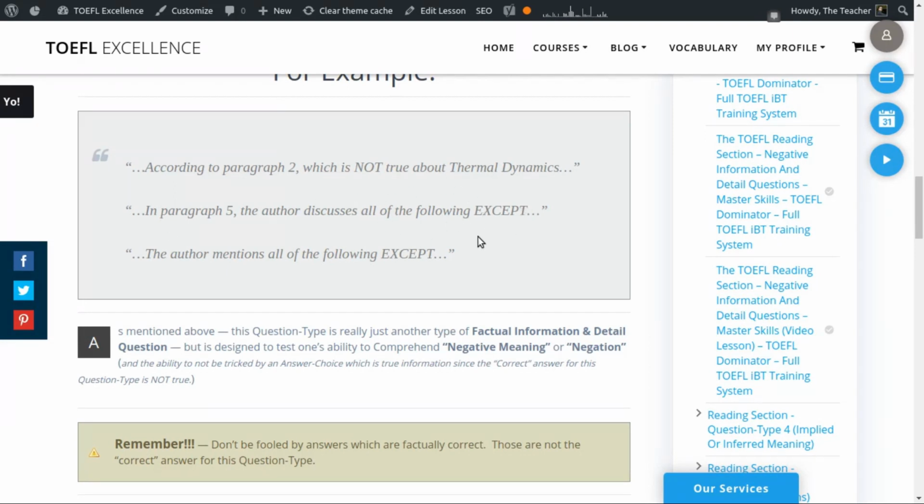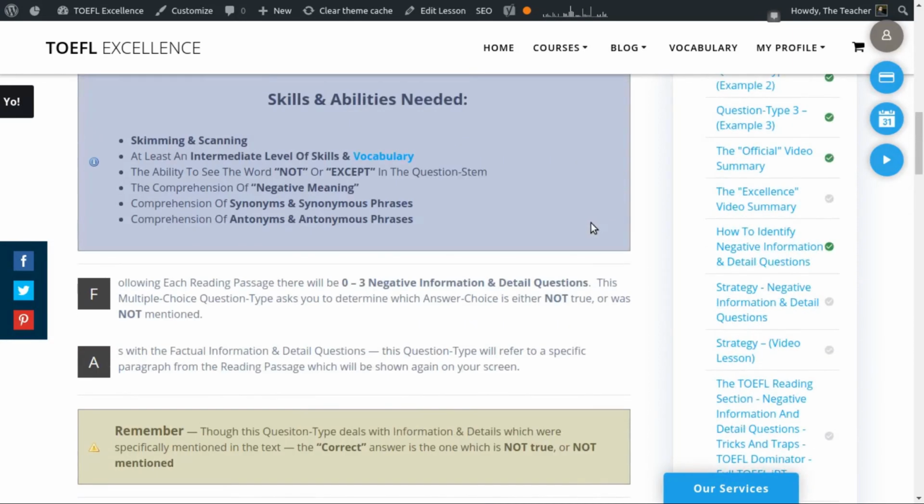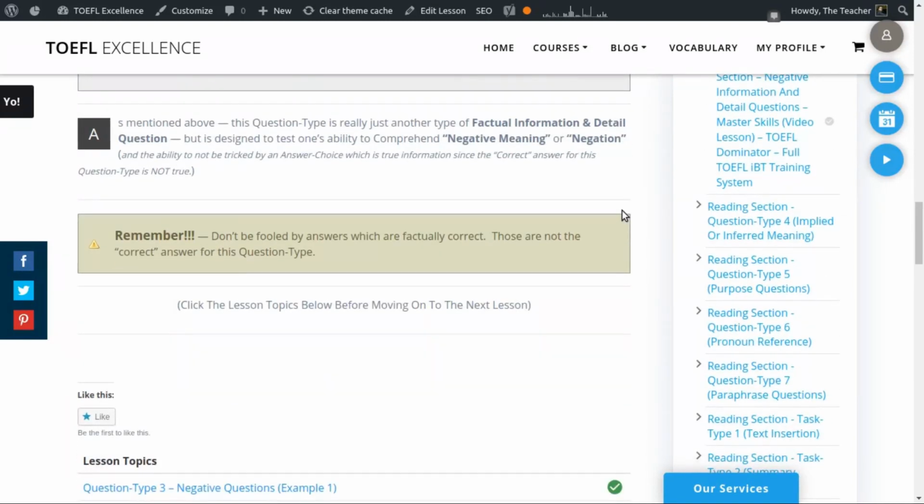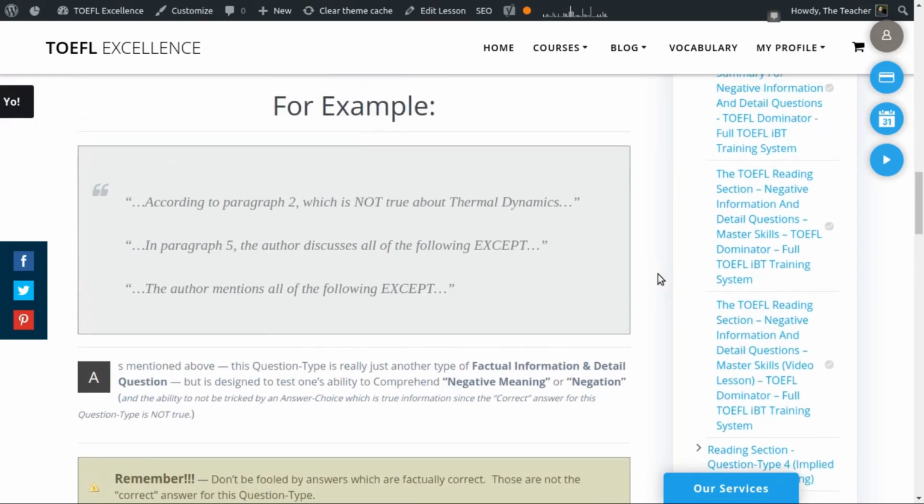Okay, so once again, you'll have 3 answers which are true information and 1 which is not. When they say which is not true, you'll have 3 answer choices which are true information, and 1 which is not. So instead of looking for the correct answer, we're looking for the incorrect answer. And that's why we say to comprehend negative meaning. So we're looking for the false answer, the one which is false information. That is the correct answer for this one. So, just remember to not be fooled by answers that are factually correct, because those are not the ones that we're looking for in this particular question type.